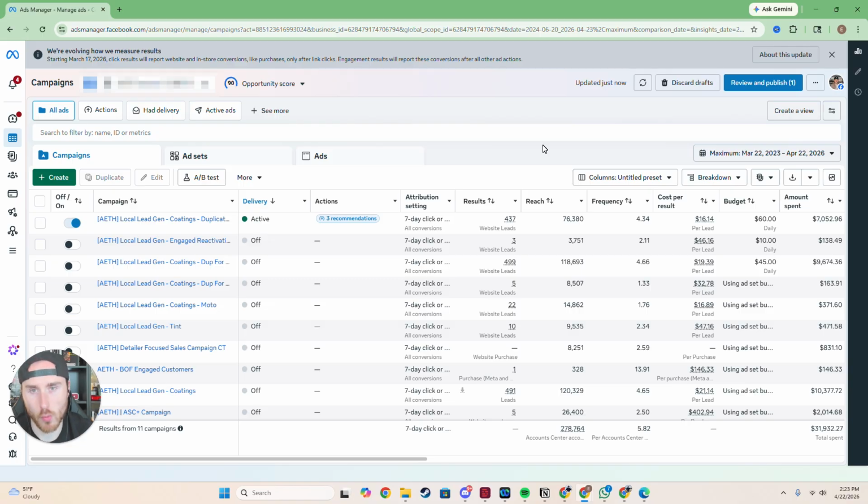It's usually much more worth it to do website lead forms, spend more per lead, but overall get a much higher quality of lead, which is exactly what we do for all of our shop clients. The way the current campaign is set up right now, I'll show you exactly what we're doing.